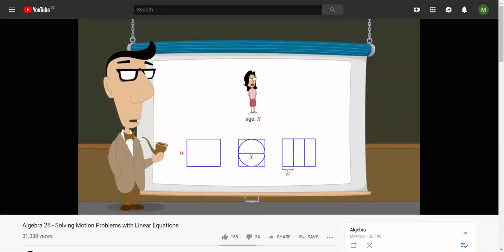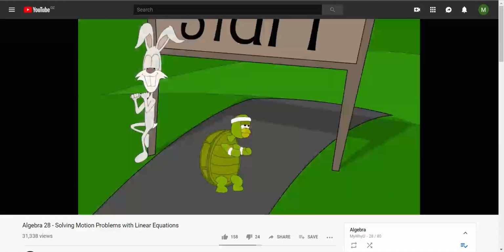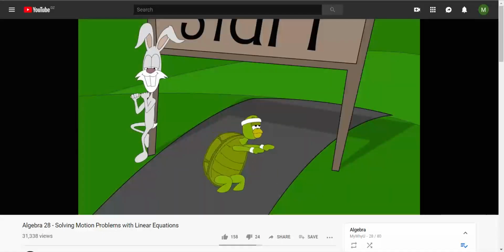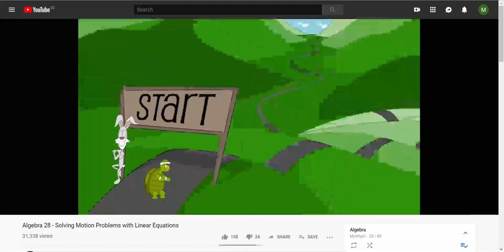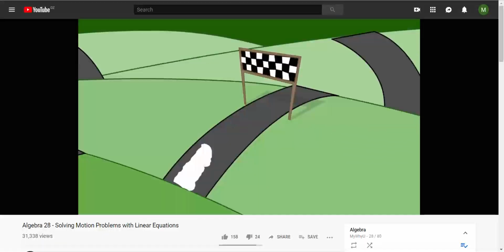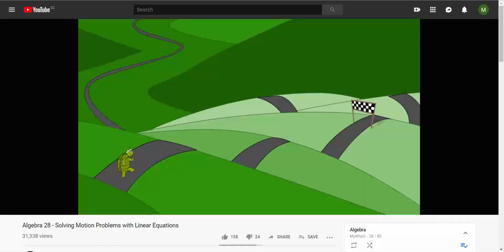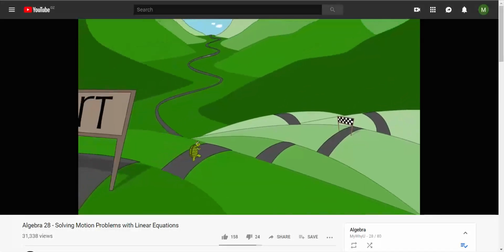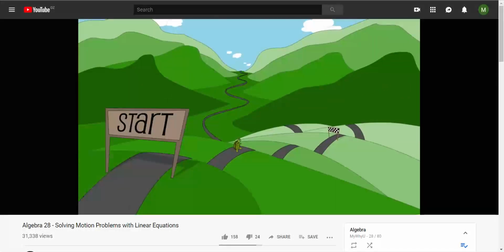In this lecture, we will see how to use linear equations to solve problems involving time, distance, and speed. Most of us are familiar with the concept of speed. We know that when we travel faster, we get to where we are going in less time, or we travel a larger distance in the same amount of time.